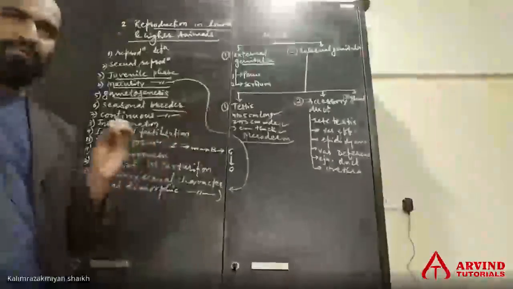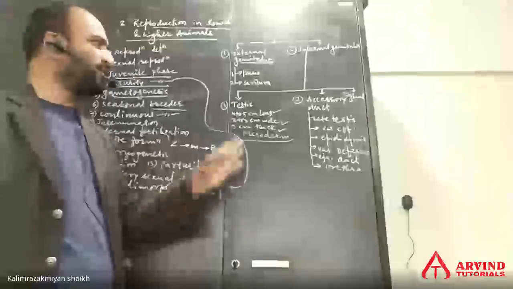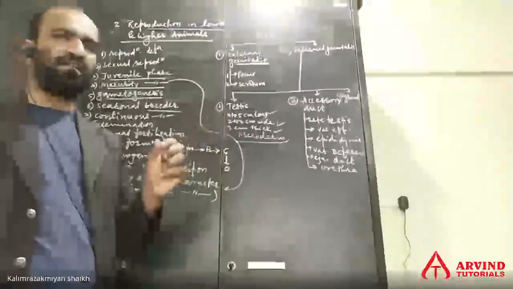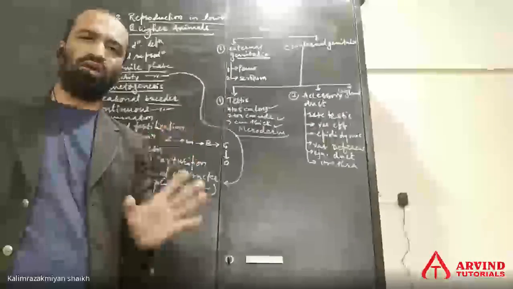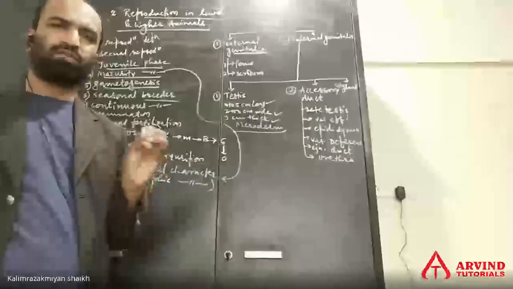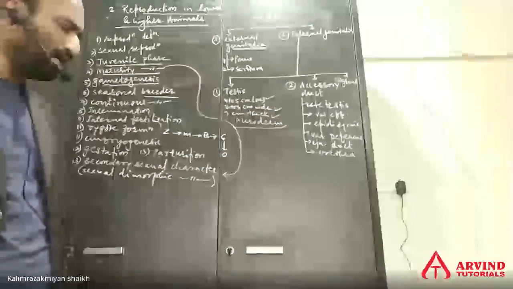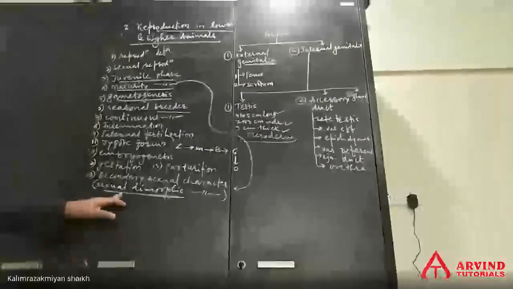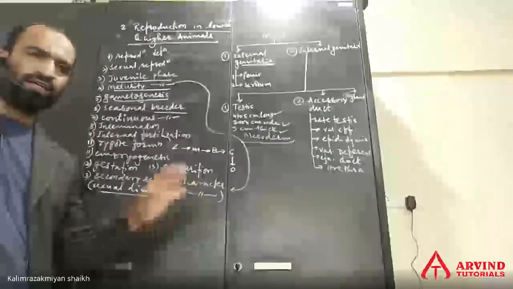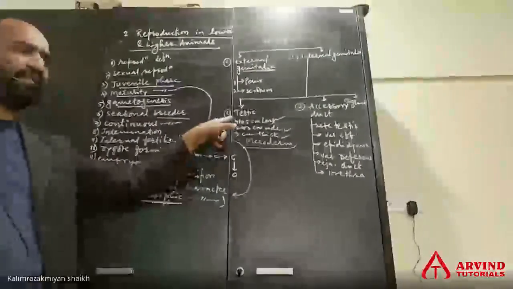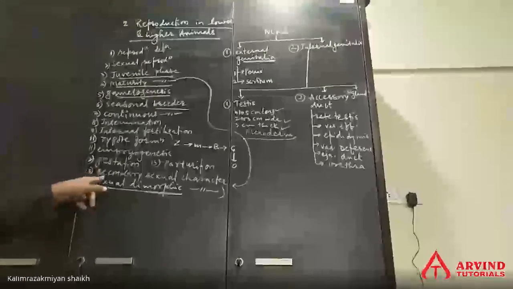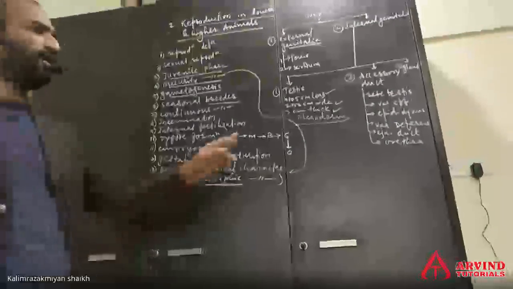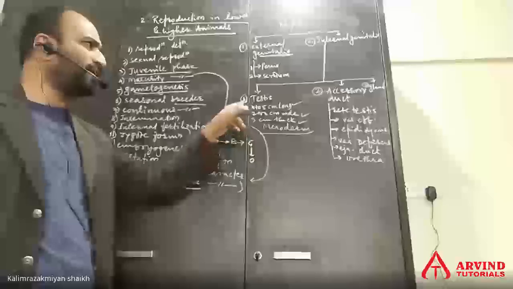Testes is the primary sex organ. Testes is the male gonad. Testes play an important role in production of sperm, called spermatogenesis, and testes secrete the male sex hormone called testosterone, or androgen. Under the influence of testosterone, the male body shows secondary sexual character or sexual dimorphic character. If there is no testosterone secreted by testes, the male body does not show secondary sexual character.